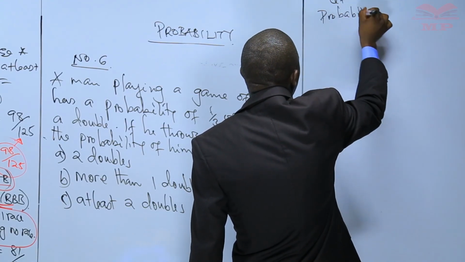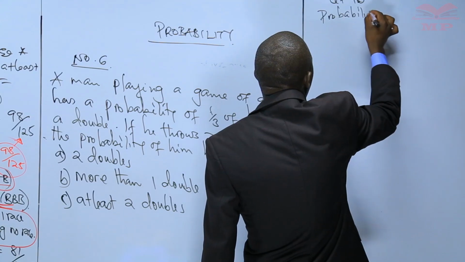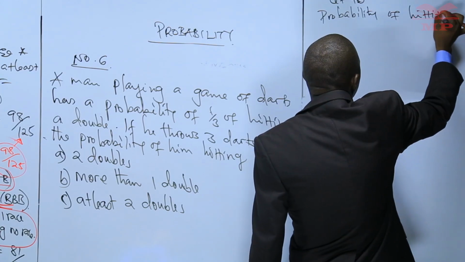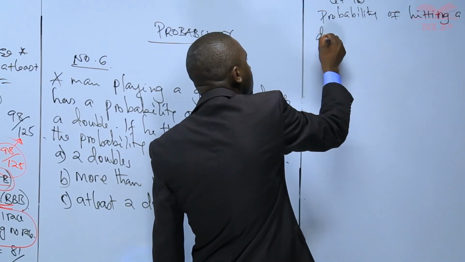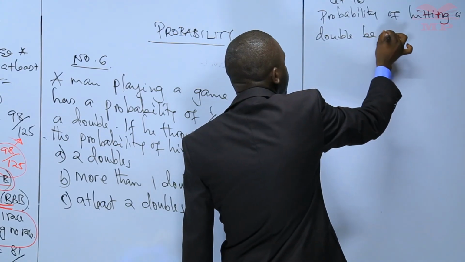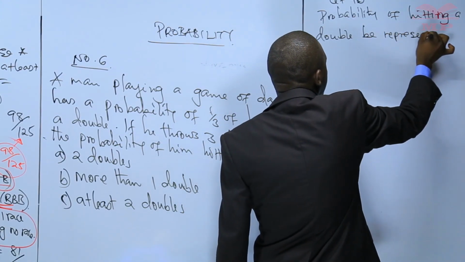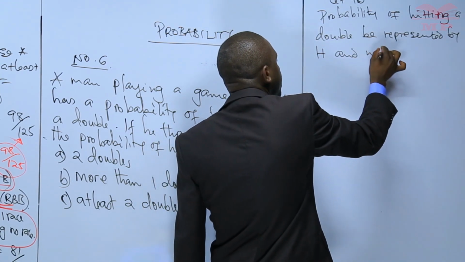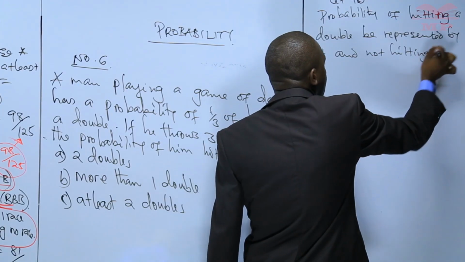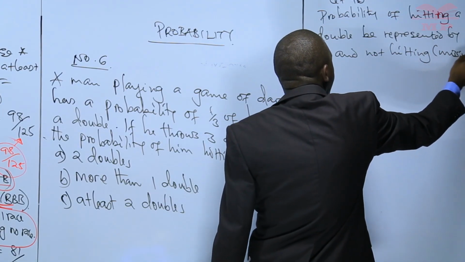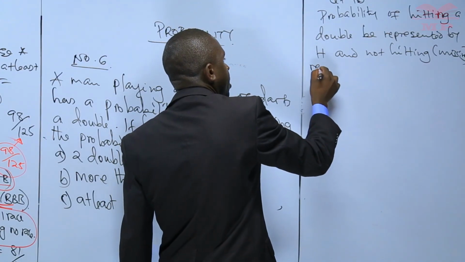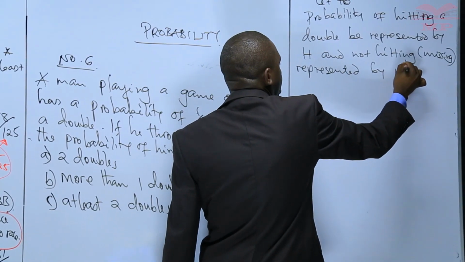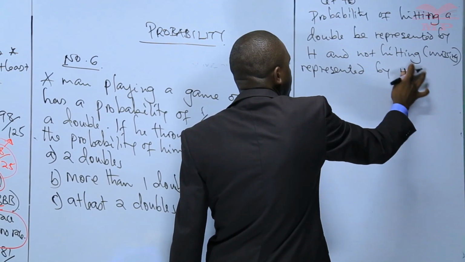So let the probability of hitting a double be represented by H, and not hitting, in other words, missing, be represented by H naught. This is read as H naught.